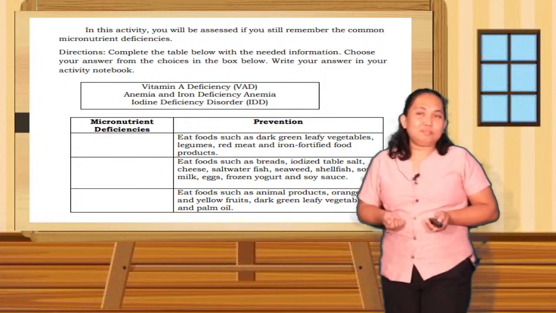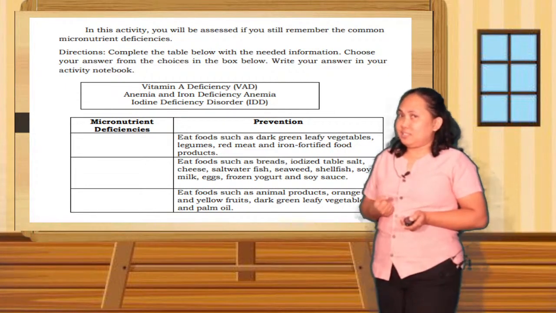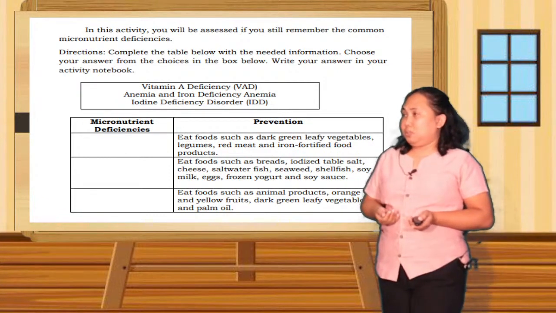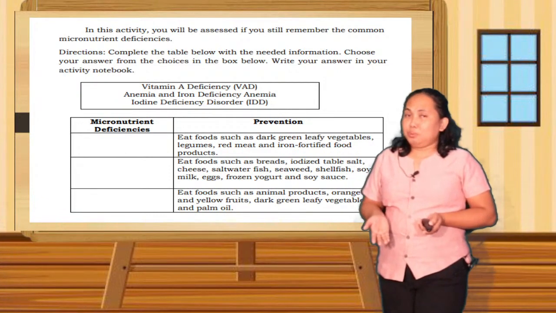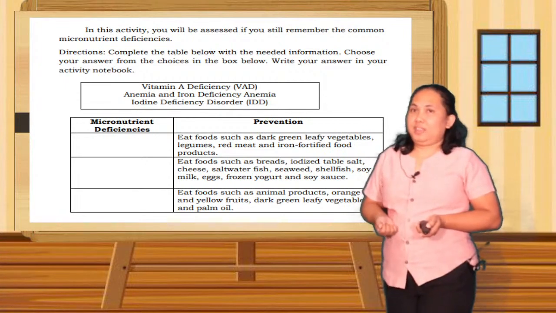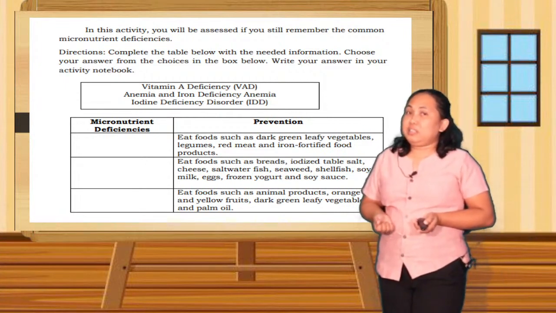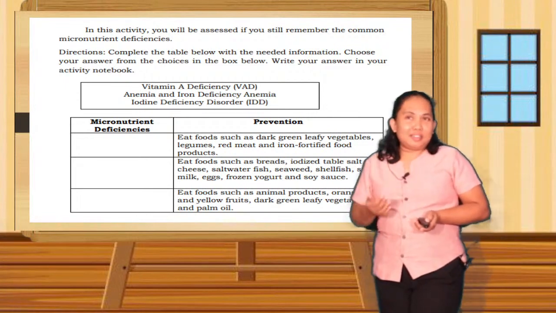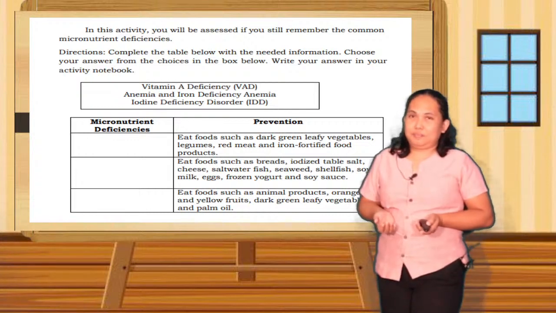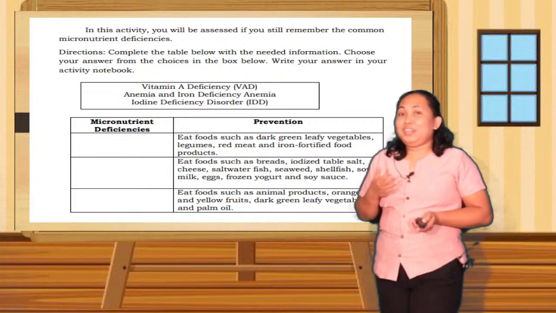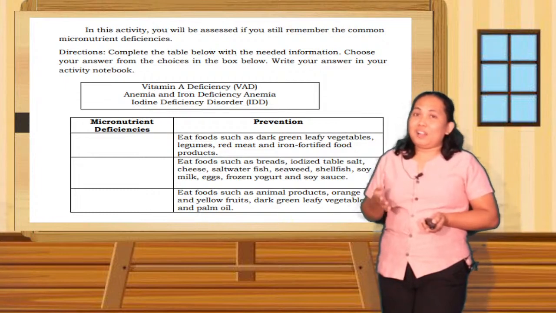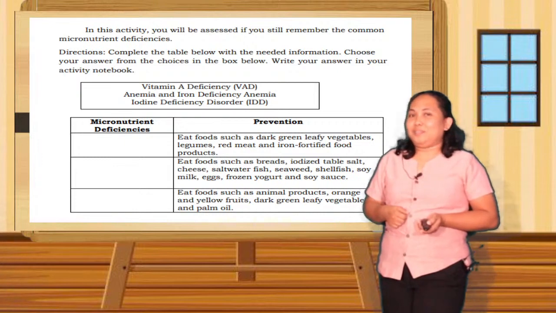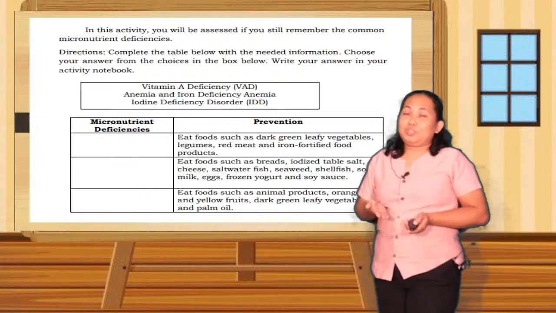For the last one, which micronutrient deficiency can be prevented if a certain individual eats foods such as animal products, orange and yellow fruits, dark green leafy vegetables, and palm oil? Okay, so that is vitamin A deficiency. So I can say that you can still recall all the things that we have learned from our previous lessons. So I conclude that you are now ready to begin with our new topic.